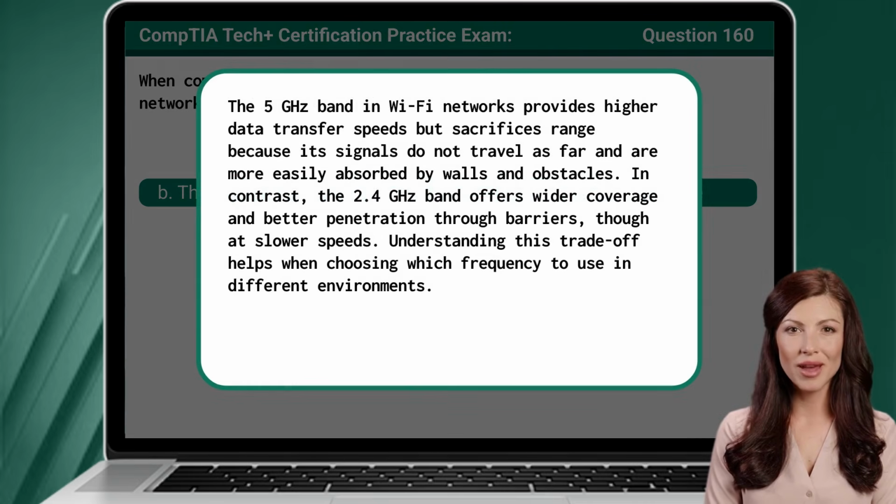The 5 GHz band in Wi-Fi networks provides higher data transfer speeds but sacrifices range because its signals do not travel as far and are more easily absorbed by walls and obstacles. In contrast, the 2.4 GHz band offers wider coverage and better penetration through barriers, though at slower speeds. Understanding this trade-off helps when choosing which frequency to use in different environments.